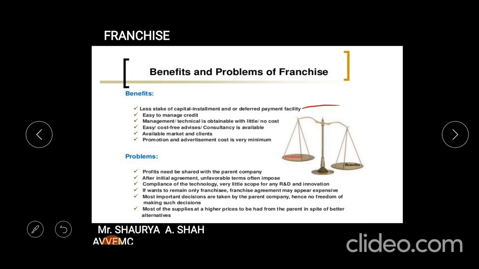Easy to manage the credit. As such, the policies of the companies giving you the franchise are fixed, so you can manage your credit very easily, because the time period for giving the credit, to whom the percentage is to be given, to whom the product or service should be given, everything is pre-decided in the agreement between both the parties.